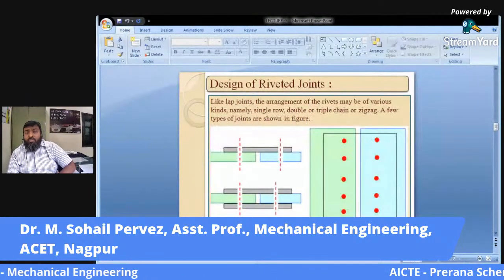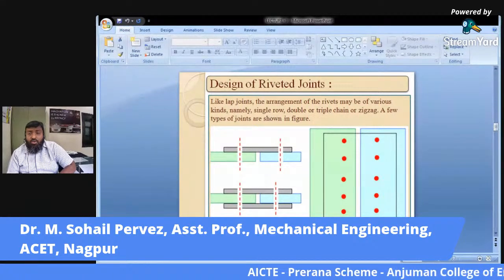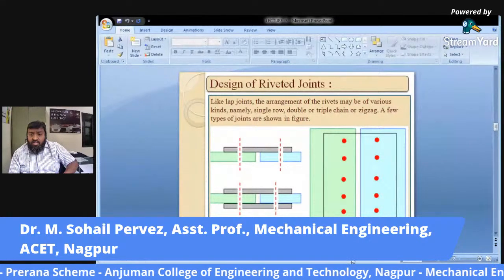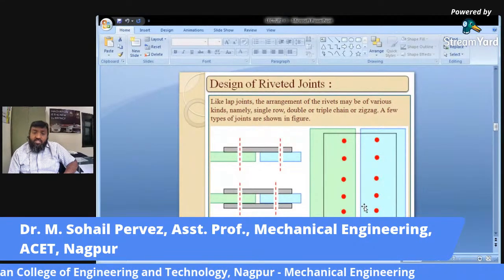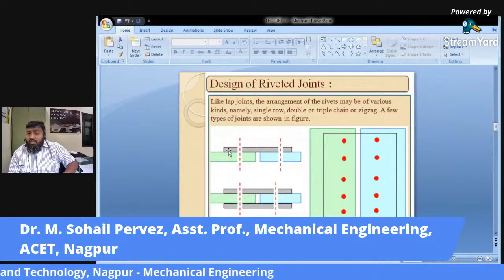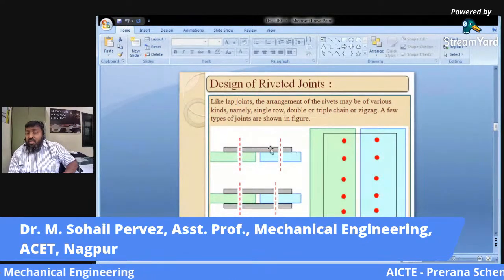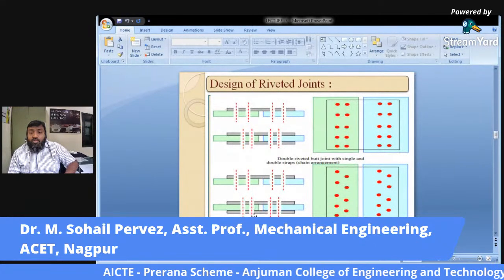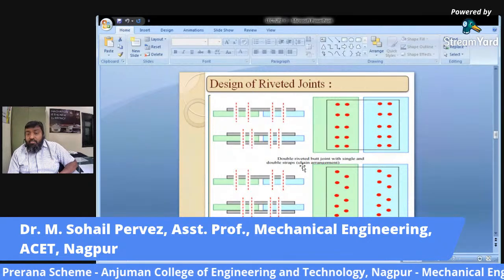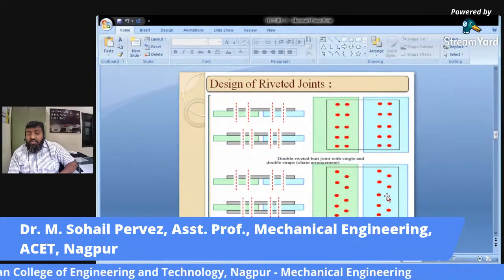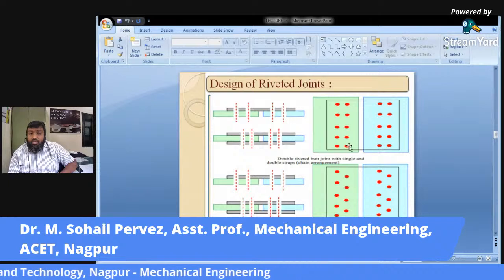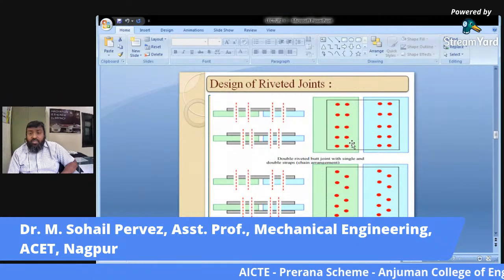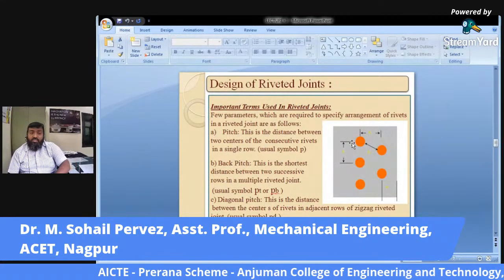Like the lap joint, the arrangement of rivets may be of various kinds, namely single row, double row, or triple chain, or zigzag. A few types are shown in this. So this is single, with single strap. This first diagram shows the single strap plate. Here it is a double strap plate to again strengthen the joint. So this is a single and double strap plate chain arrangement. This is called chain riveting. This is zigzag riveting. The moment you increase the number of rows, it is generally referred to as a chain type of riveting. Now the next element.